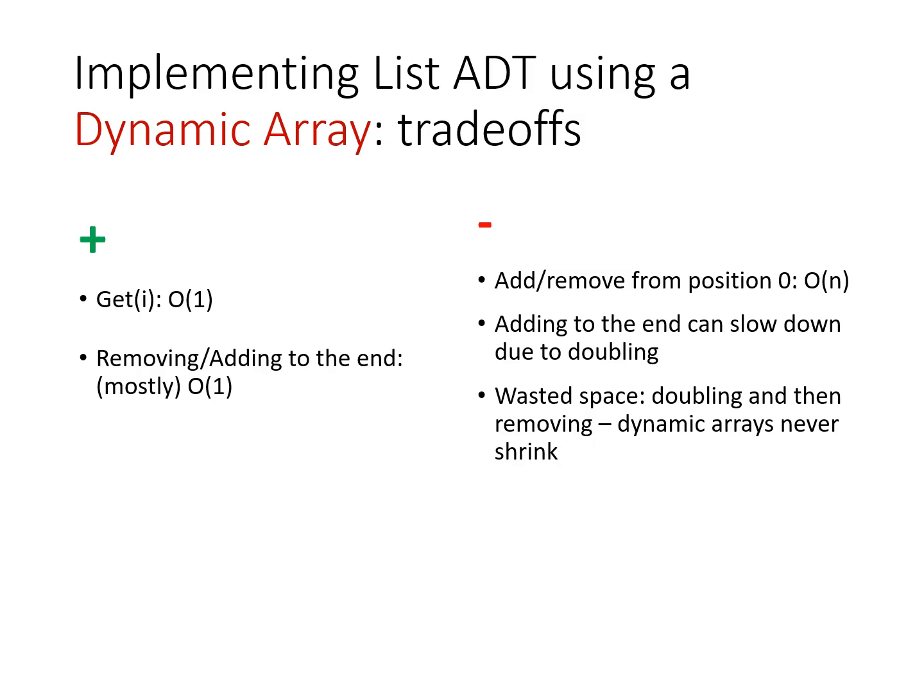Adding to the end can also slow down because sometimes the array will be full and we would need to double its capacity. We also can end up with wasted space because it's a very dynamic data structure. After we double an array, we create a large capacity, large space occupied, but after we delete a lot of elements of the array, we might end up with many empty slots. The problem is that dynamic arrays sometimes grow, but they actually never shrink back.